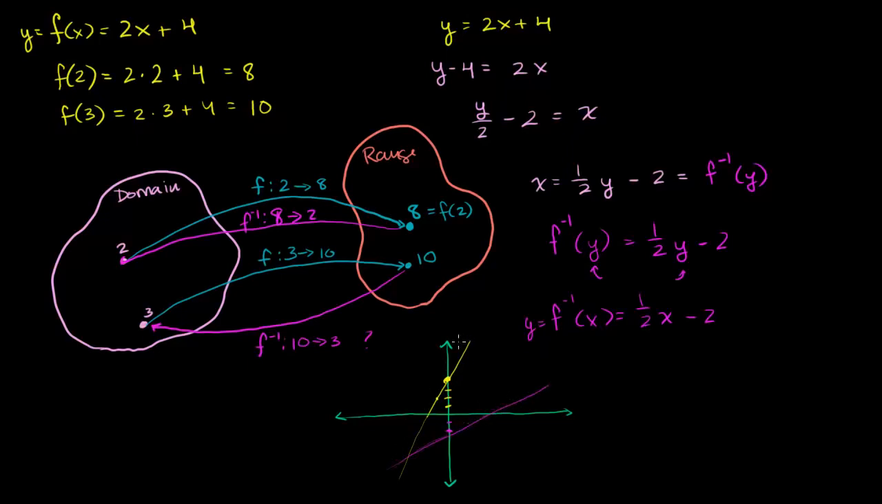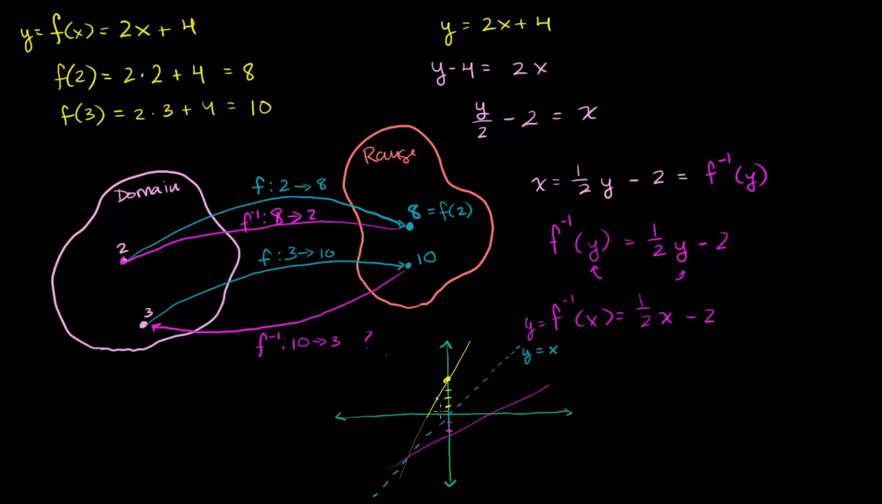And what's the relationship here? These look kind of related. It looks like they're reflected about something. And it'll be a little more clear what they're reflected about if we draw the line y is equal to x. So the line y equals x looks like that. I'll do it as a dotted line. That is the line y is equal to x. And you can see you have the function and its inverse. They're reflected about the line y is equal to x. And hopefully that makes sense.